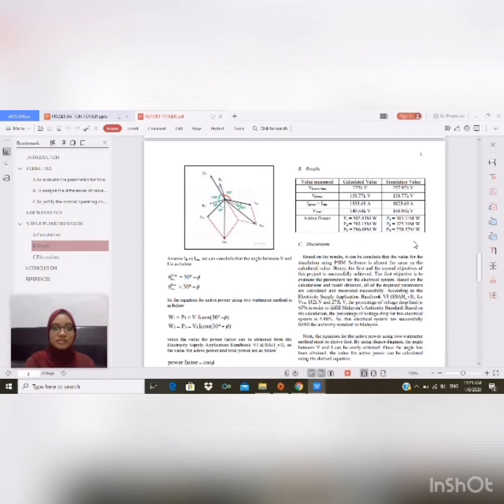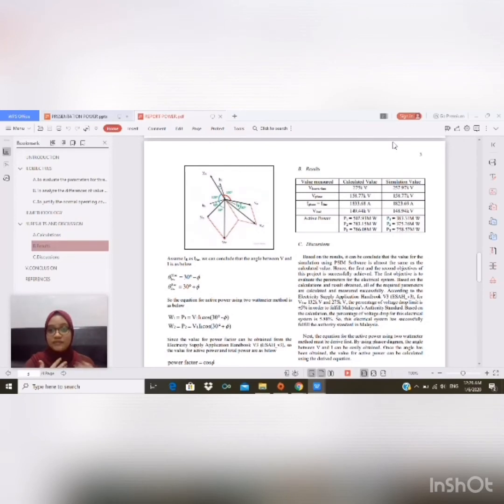So these are the results that we obtained from the calculated value and also the simulation value, which I will show later. The simulation value and the calculated value are almost the same, with a tiny bit of difference. Based on the results, we can conclude that the value from the simulation using PSIM software is almost the same as the calculated value.